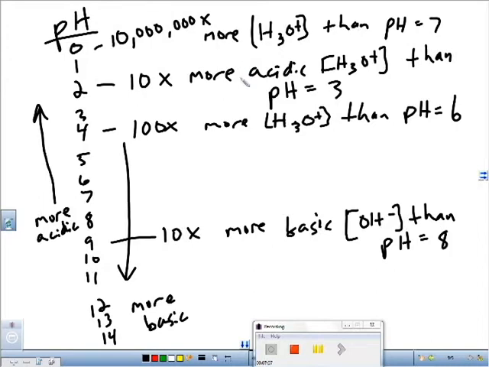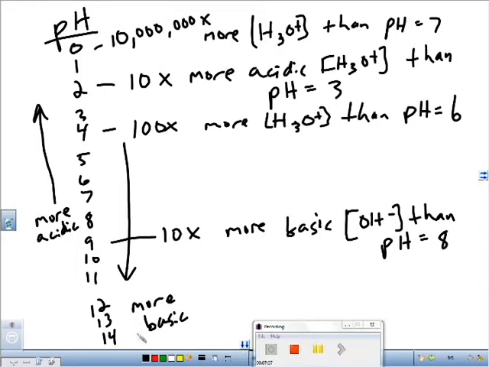Every jump is a power of 10. So there's a reason why we use the pH scale. It makes it a little bit easier to work with these huge variations of numbers, rather than talking about 10 million times and all that. It's a lot easier to work with these big variations of concentration.